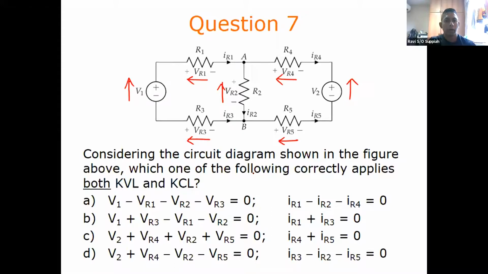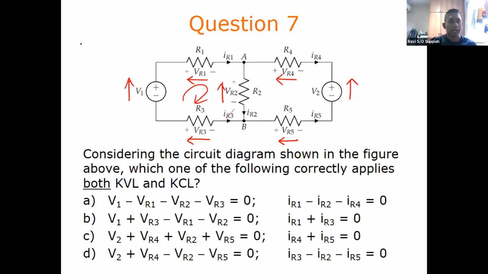Now, if I were to look at the first loop here, V1 negative VR1. Why is this a negative? If you were to just look at this loop here, and I were to come up with the KVL equation for this loop, I look at all the arrows in one direction and all the arrows in the opposite direction, and they should all add up.